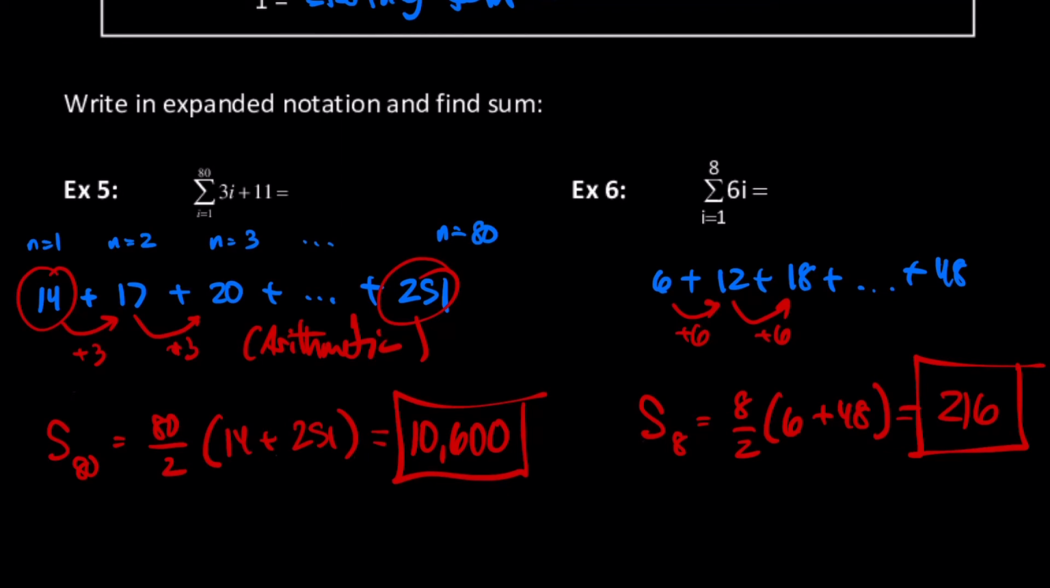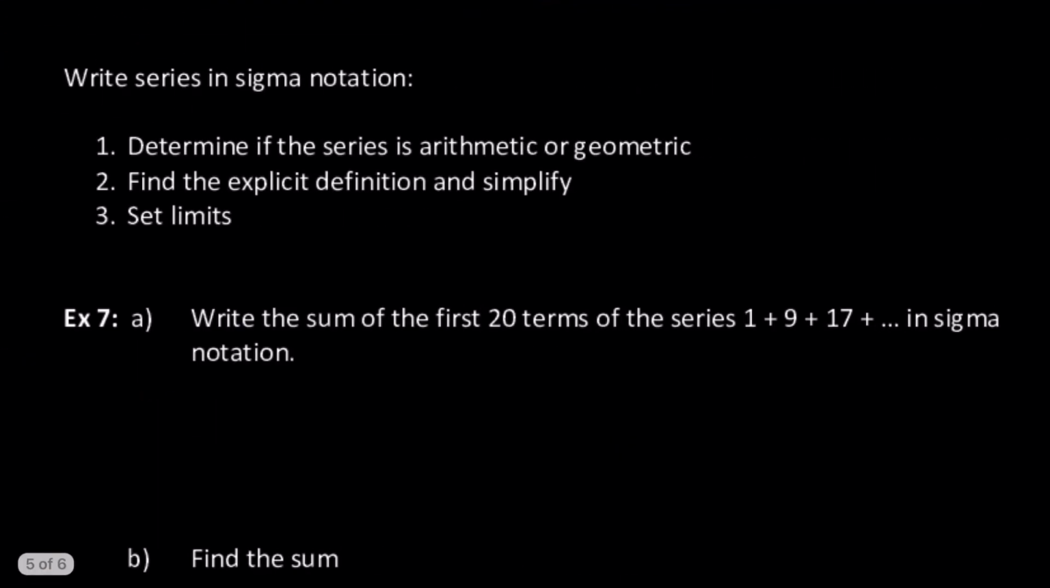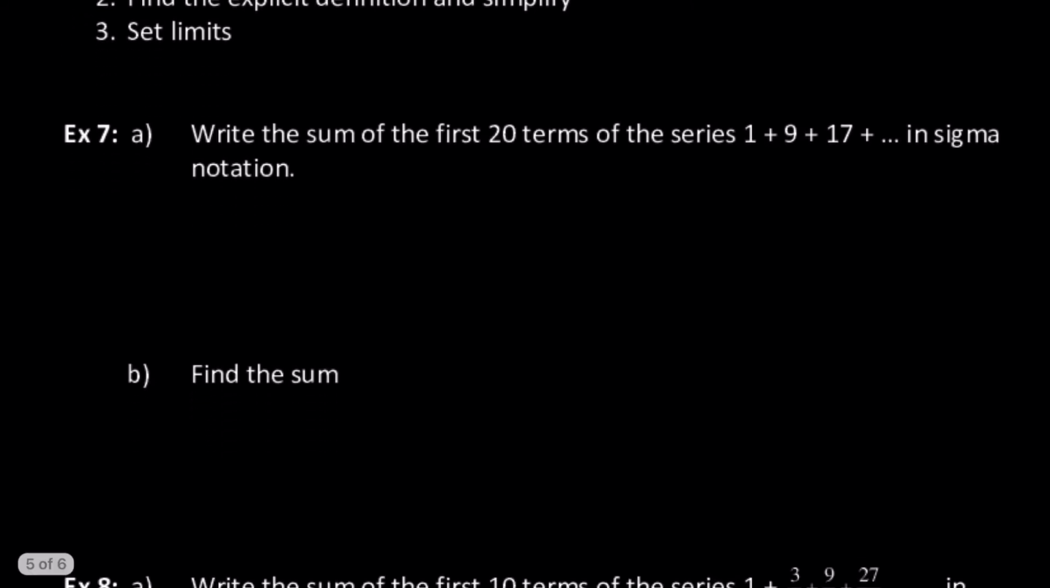Okay, so now what we're going to do is write something in sigma notation. All right, so it says write the sum of the first 20 terms of the series in sigma notation. Well, first thing I need to do is determine what type of series we have. So what are we doing here? Looks like I'm adding 8, adding 8. So I know a sub 1 is 1. I know d is 8. So sum of the first 20 terms. I need sigma notation.